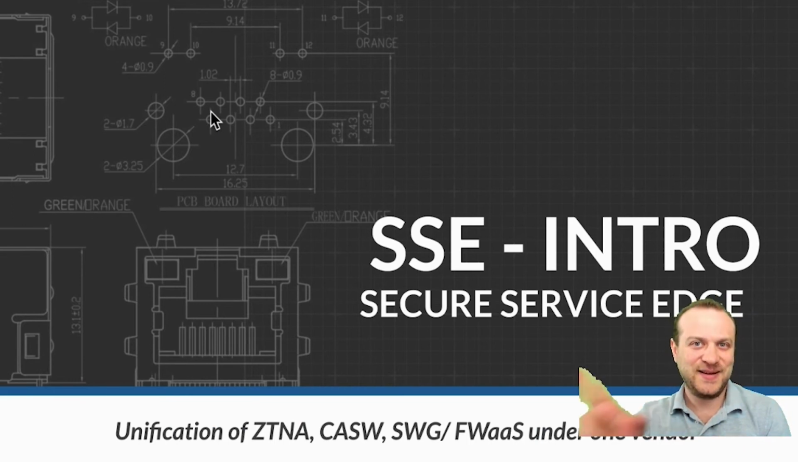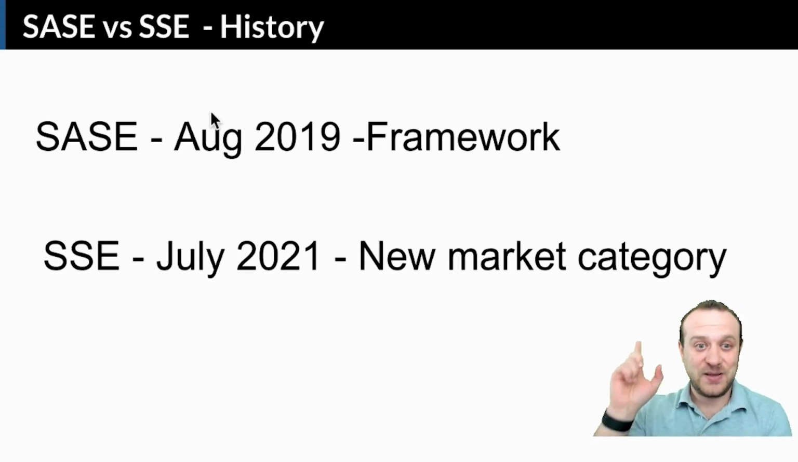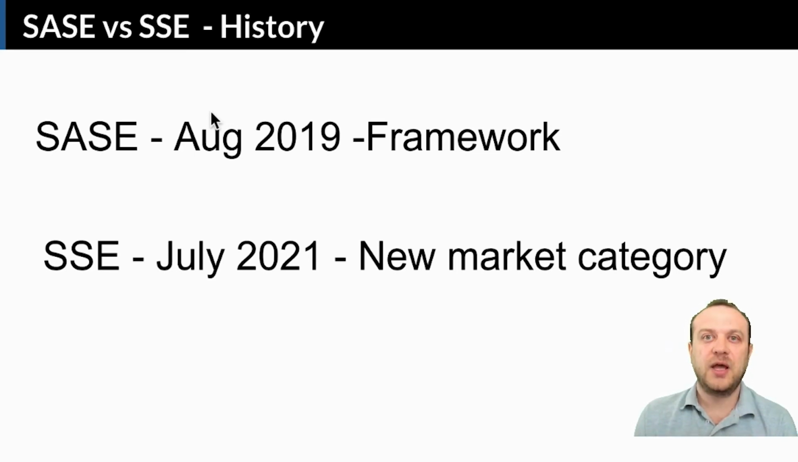Let's switch to SASE, as I mentioned, and why it's important. Secure Service Edge. So, as I mentioned in the beginning, SASE was defined by Gartner as a framework in 2019. SSE was defined by Gartner in July 2021, and the first Magic Quadrant was released, I believe, in January or beginning of February. And this is a new market category.